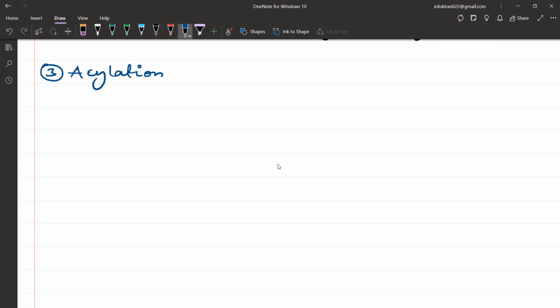ठीक है. In acylation, it can happen with primary amine, secondary amine, or any aromatic primary amine. ठीक है. So please remember, it can happen with aliphatic amines, तो primary, secondary, tertiary, and aromatic primary या फिर secondary amines. Okay. It should have at least one hydrogen atom. Nitrogen के पास क्या होना चाहिए? At least it should have one hydrogen atom, the NH2.